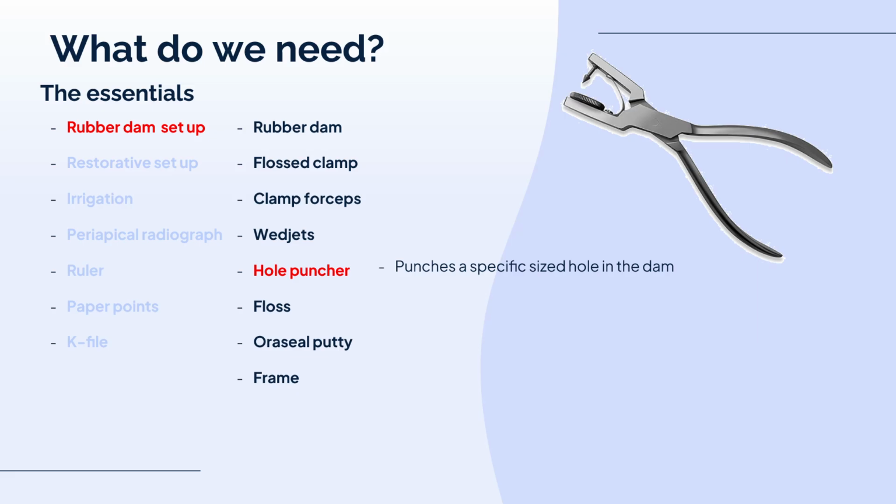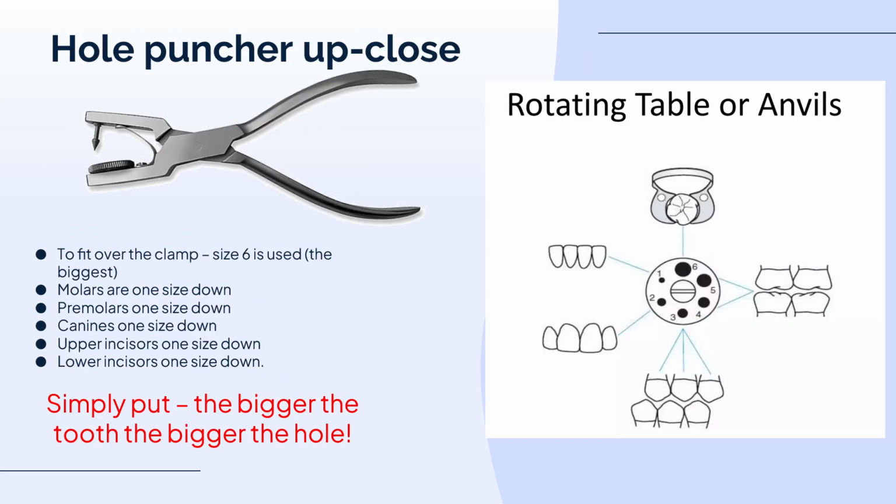Hole puncher. We need to punch holes in the rubber sheet so we can stretch it over the tooth to let the tooth sort of poke through. This is what a hole puncher looks like. Okay, so we have our little ring here that rotates, and we have a puncher, and then this is squeezed. Okay, this is what the ring looks like from the top. Okay, so it goes from size 1 to size 6. It may not be labeled on your hole puncher.